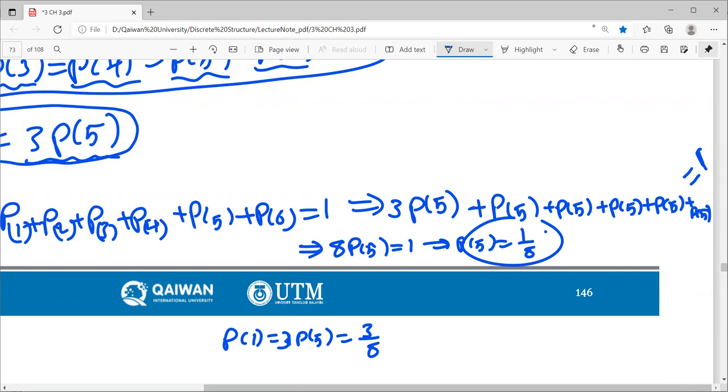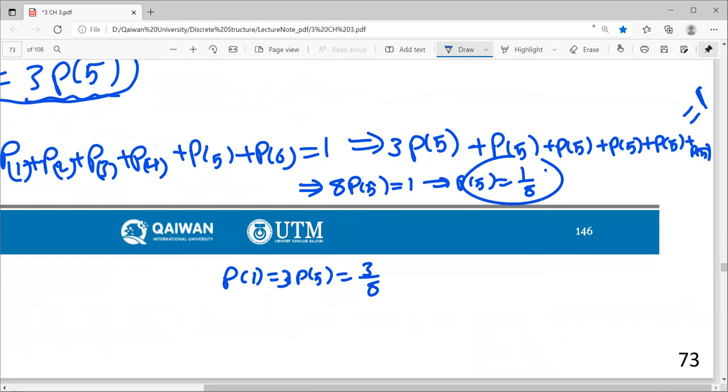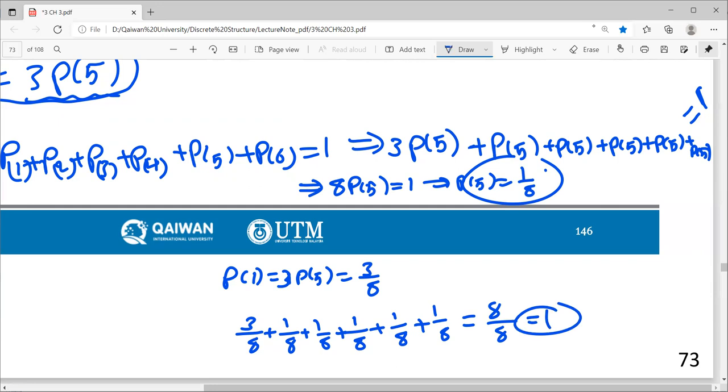Okay. Now, for checking, if we add all probabilities, if we find the sum of all probabilities, it must be 1. Let's check. Probability of 1 is 3 over 8. Probability of 2 is 1 over 8. Probability of 3 is 1 over 8. Probability of 4 is 1 over 8. Probability of 5 is 1 over 8. And probability of 6 is 1 over 8. It equals 8 over 8. It's 1. So that's correct.